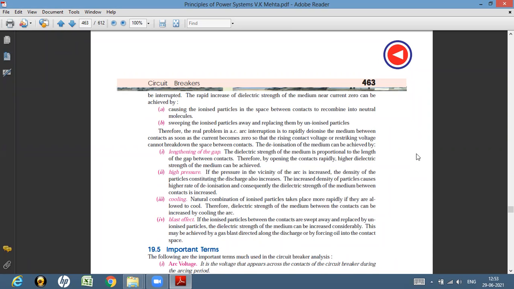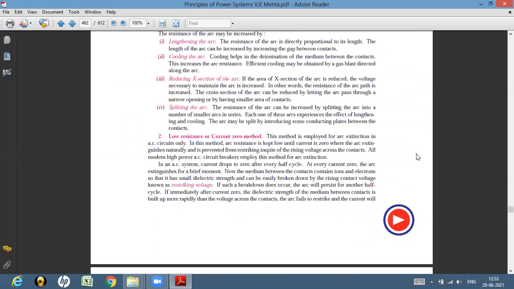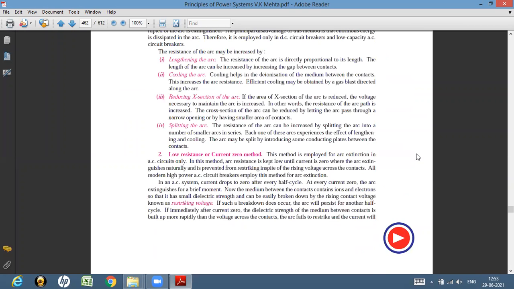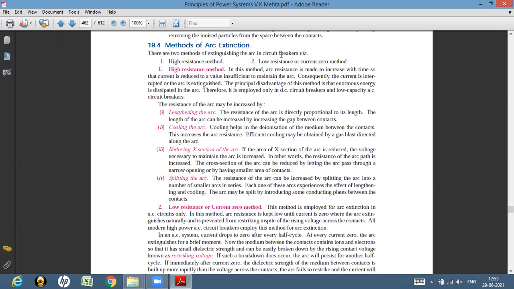So now today, what you have to do, all of you having a book of VK Mehta, this is all the theory related to the VK Mehta.